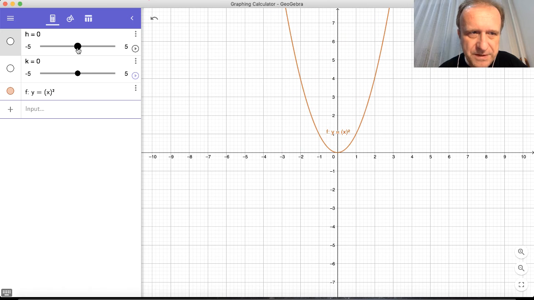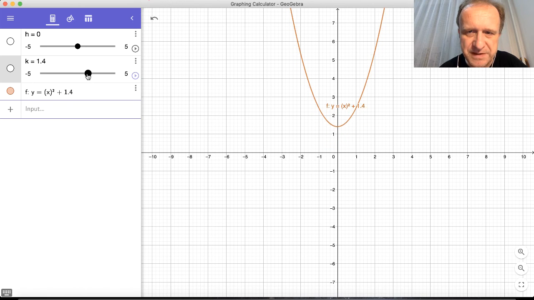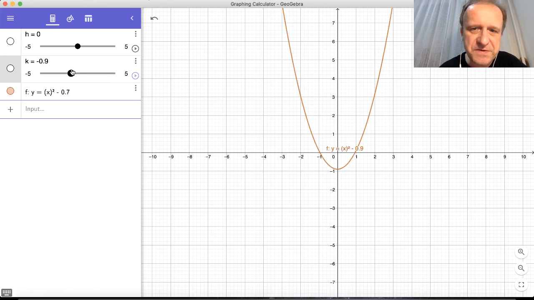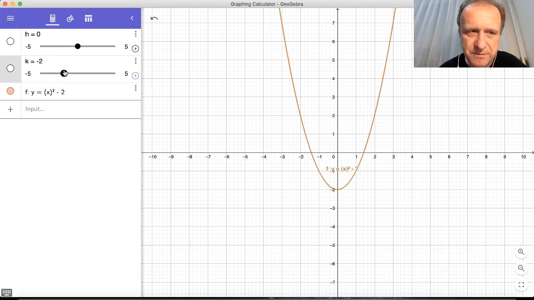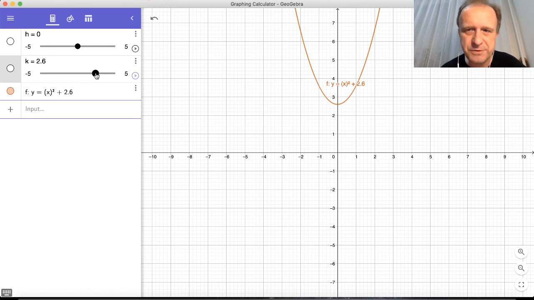When, on the other hand, k is tweaked, so if we change the value of k, let me set this back to 0, the entire function is translated either upwards for positive values of k, for example, now k is 4 and it's translated 4 units upwards, or it may be translated downwards. When k is negative, like -2 for example, then it's translated by 2 units downwards. So these two parameters, h and k, have to do with translations, and we translate either to the right or to the left, or upwards or downwards.